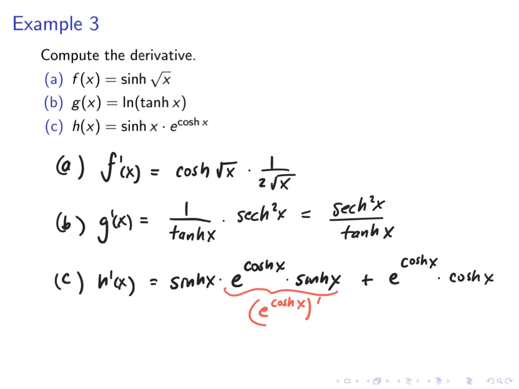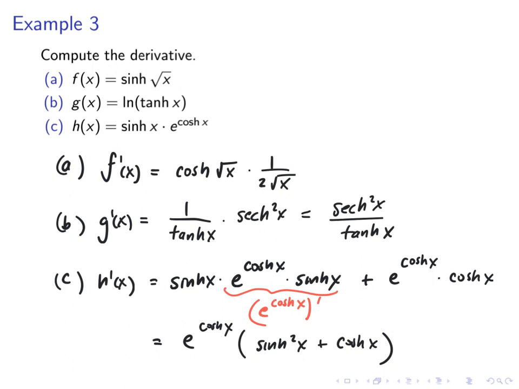And that's it. If you simplify that a little bit, you could, if you wanted to, factor out the e to the cosh x, and then you'd have sinh squared x plus cosh x. That's it.